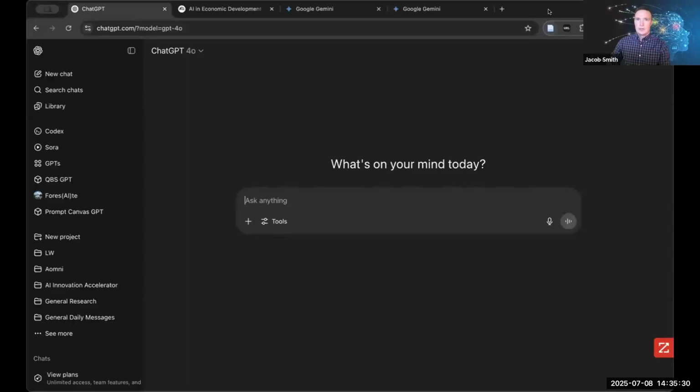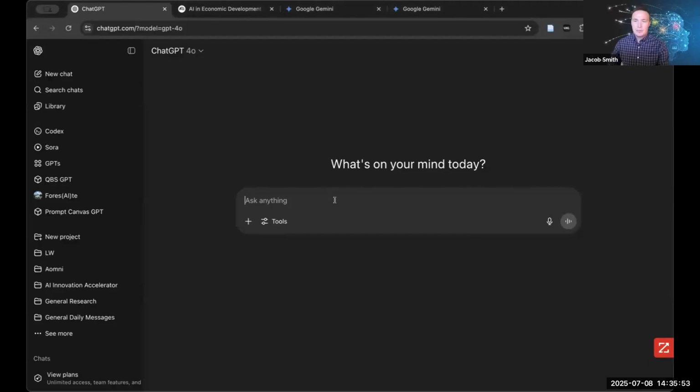So I will go ahead and reshare my screen. How many of you have used ChatGPT before? I see many hands being raised in the audience. There are a lot of different versions of ChatGPT. I do have the pro version, but what I'm going to show you today, you don't have to have the pro version in order to do this.